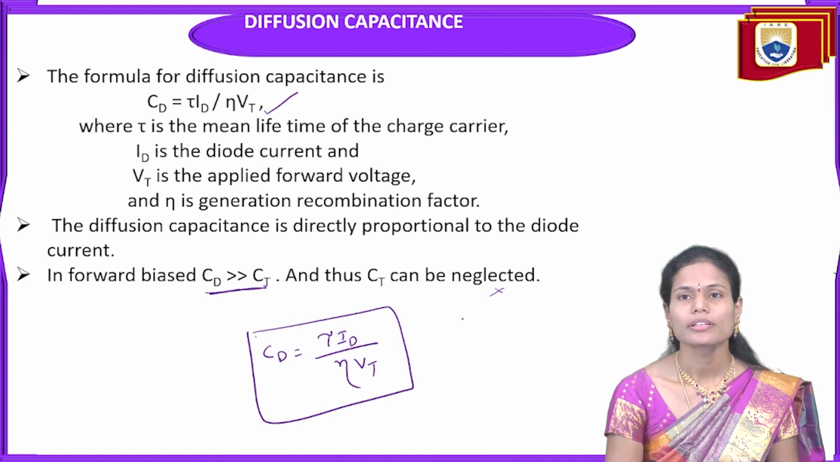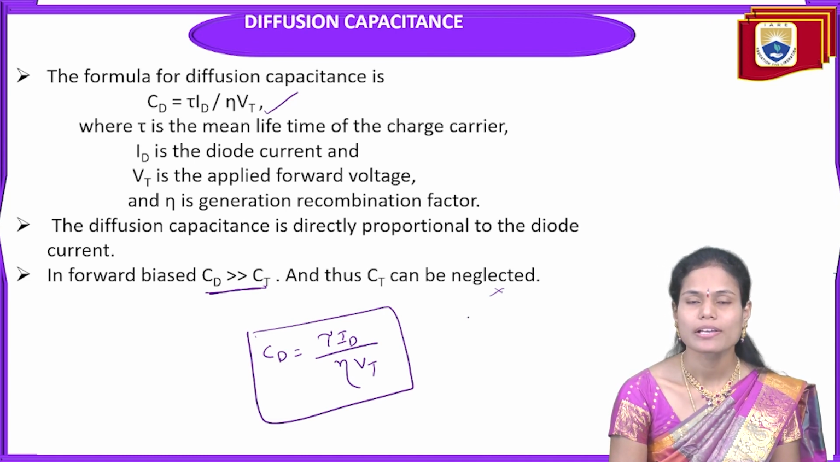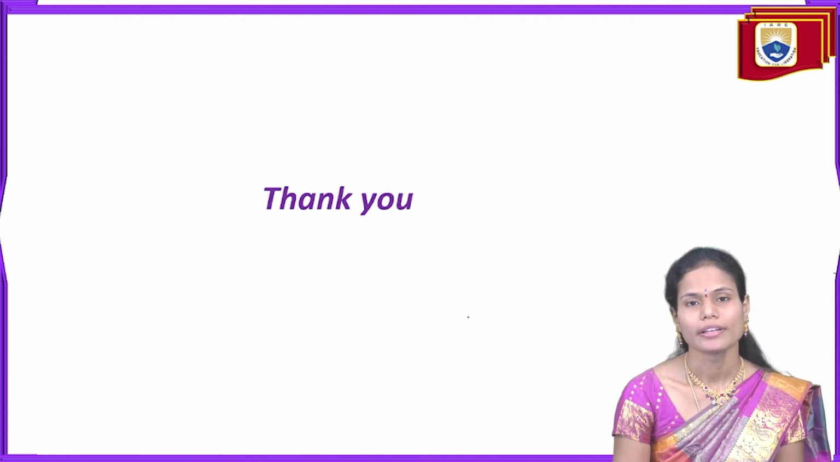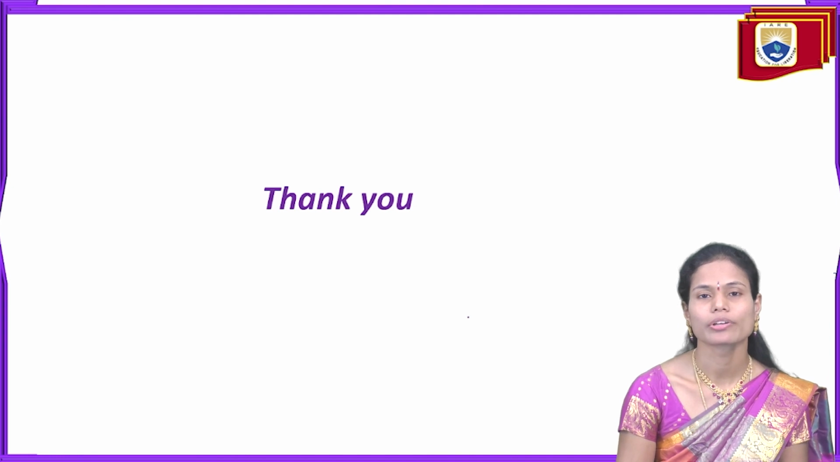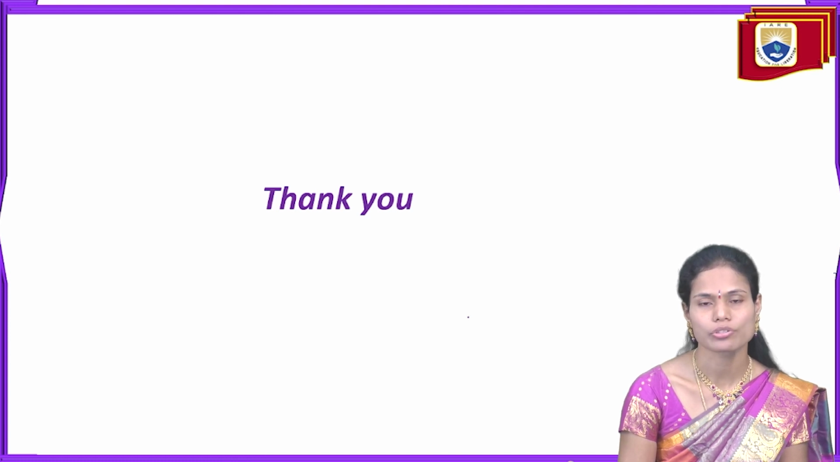Okay, so in the case of a PN junction diode, in the reverse bias condition we get the transition capacitance, and in the forward bias condition we get the diffusion capacitance. In both cases, the capacitance depends on the applied forward and reverse voltages, and always the diffusion capacitance value is very high compared to the transition capacitance.